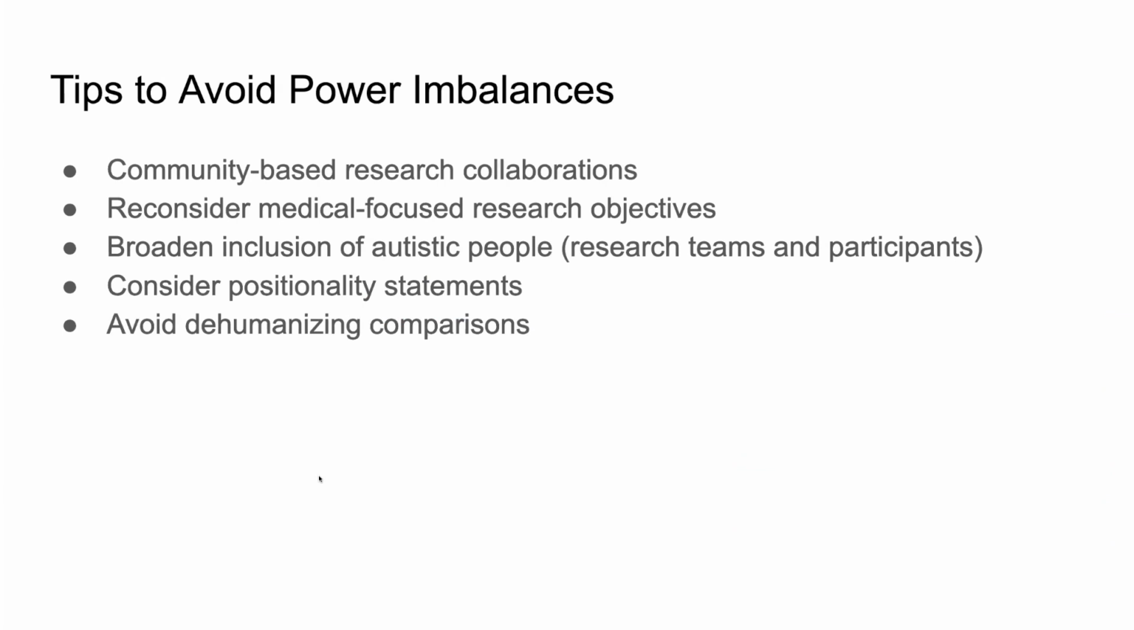So our tips to avoid power imbalances are basically just focusing on community-based research collaborations and reconsidering medical-focused research objectives, and broadening the inclusion of autistic people, not just in your pool of participants, but also in your research teams. And consider adding positionality statements. They don't have to be very detailed, to protect people's right to privacy, but it does help. And also avoid dehumanizing comparisons, even if they're done inadvertently. Avoid comparing autistic people to animals or robots or any non-human entities.